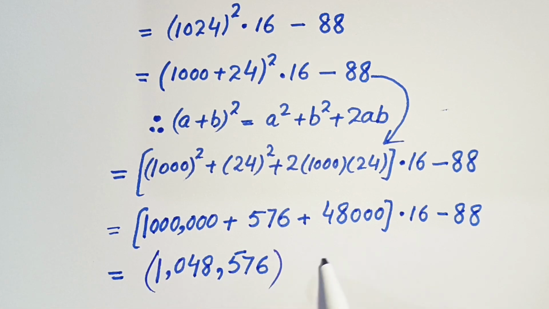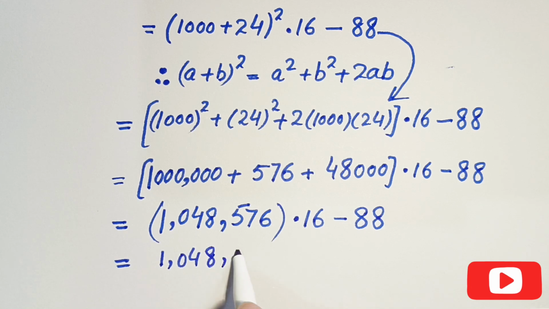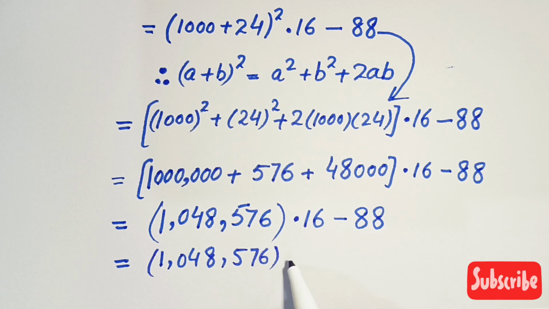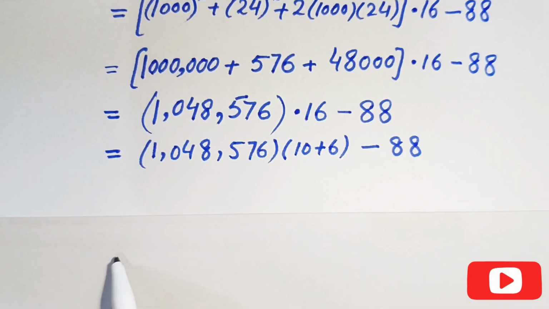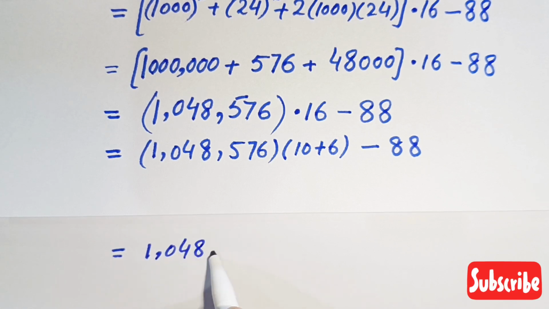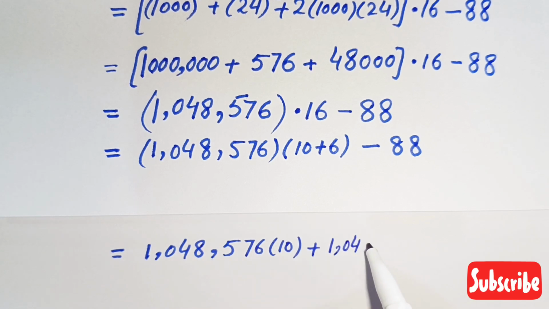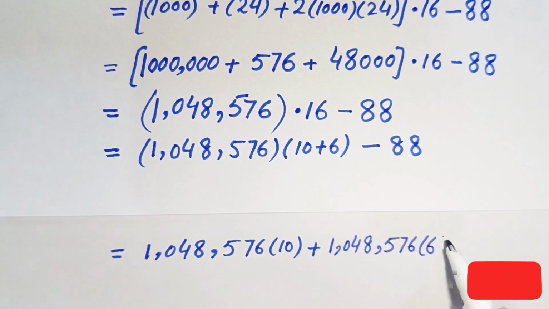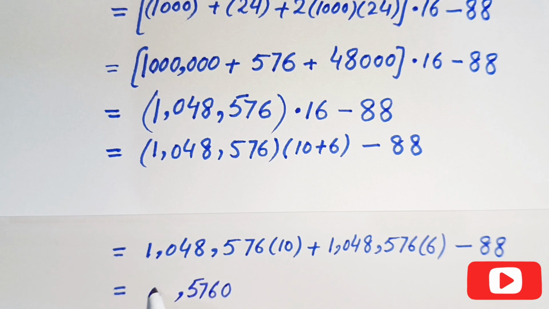So now multiply by this 16 and minus 88. This 16 can also be written as 10 plus 6. So 1,048,576 times 10, plus 1,048,576 times 6, and minus 88. When we multiply by 10, we have only a 0 added, giving 10,485,760.